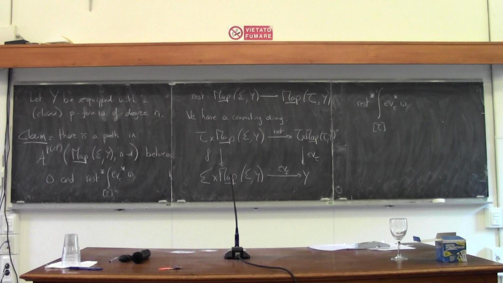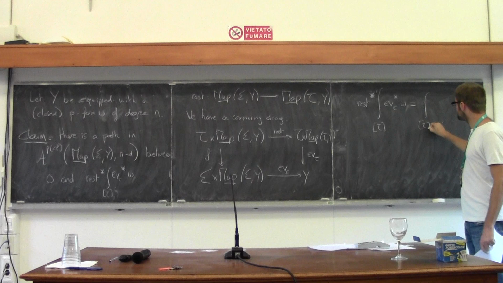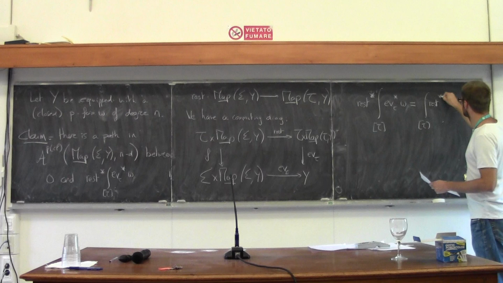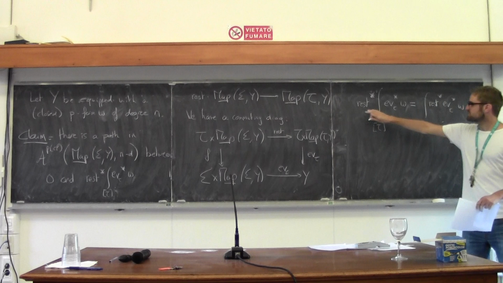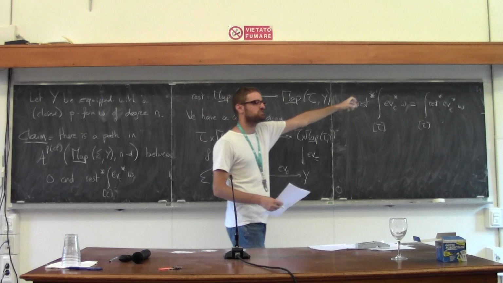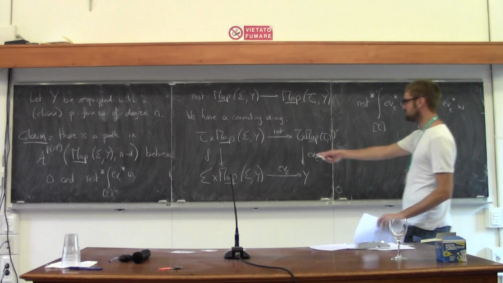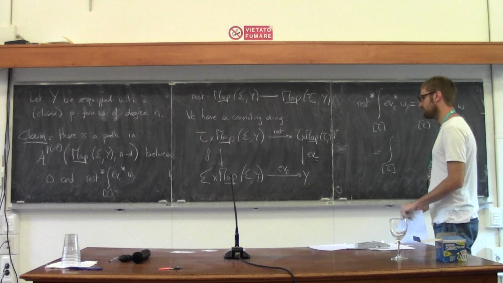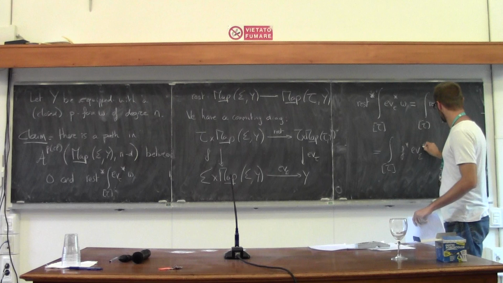So here, this is just restriction star. There's a slight abuse of notation. Since I denoted restriction both for the map between those two mapping spaces and for the cross with tau, I should put identity cross something here, but I don't want to do this. And now I'm just using this square, so that's just the integral over tau of f star evaluation sigma star of omega.